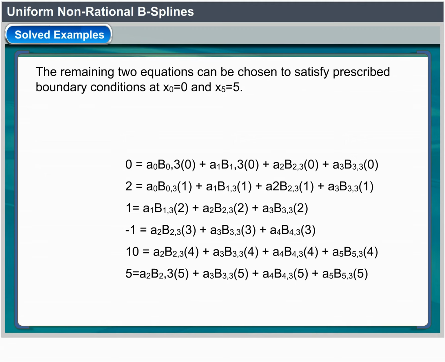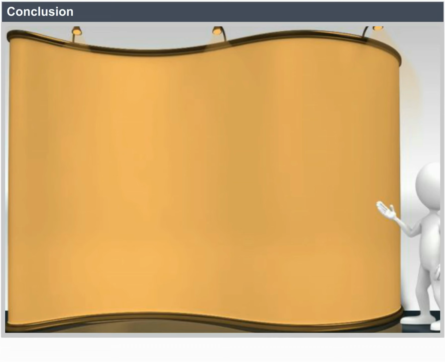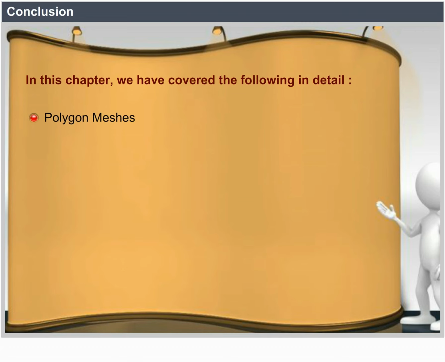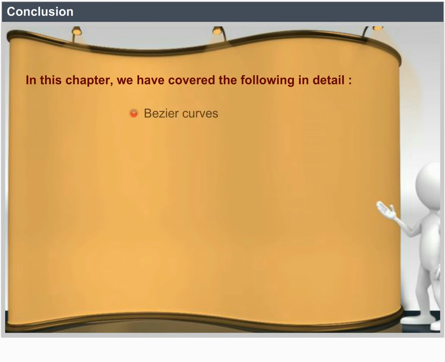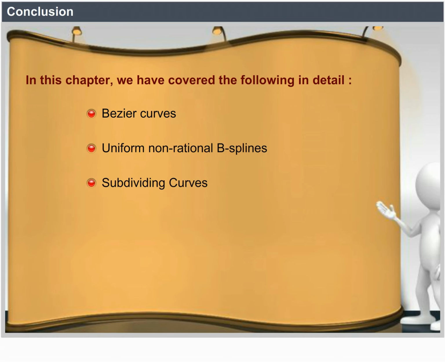Conclusion. In this chapter, we have covered the following in detail: polygon meshes, representing polygon meshes, consistency of polygon mesh representations, plane equations, parametric cubic curves, Hermite curves, Bezier curves, uniform non-rational B-splines, subdividing curves, drawing curves, comparison of the cubic curves, and parametric bicubic surfaces.